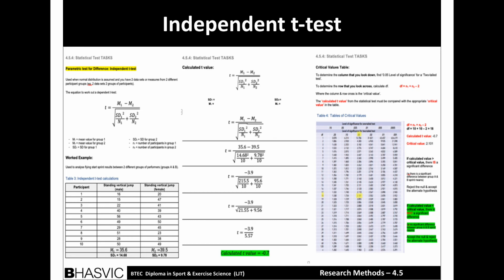To work out the critical value, you add up the number of participants in both sets, which equals 20, and minus 2. This leaves us with 18. Move down the table of critical values down the left-hand side until you reach 18. And then move across to 0.5, as this is the level of significance for a two-tailed test. This leaves us with a value of 2.101, and this is our critical value. Our calculated value was minus 0.7, and therefore there is no significance as the calculated value is smaller than the critical value.